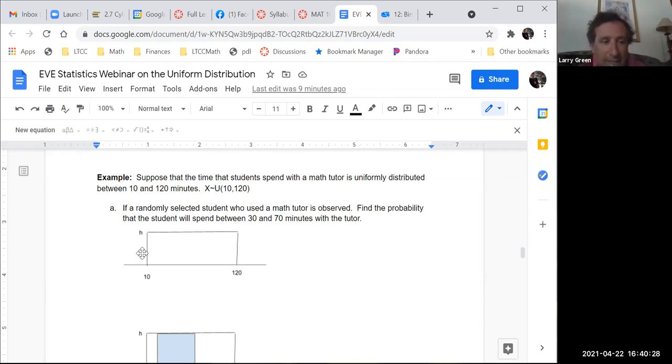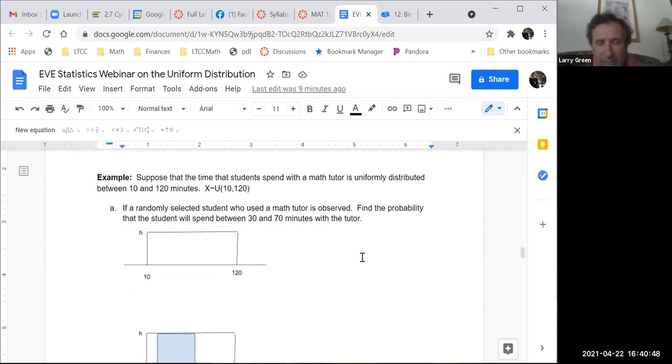that's what it means to be uniformly distributed between 10 and 120. That means that anything to the left of 10 can't happen. Anything to the right of 120 can't happen. Any questions on that idea? So that means there's a 100% chance, or a probability of 1, that you're between 10 and 120.